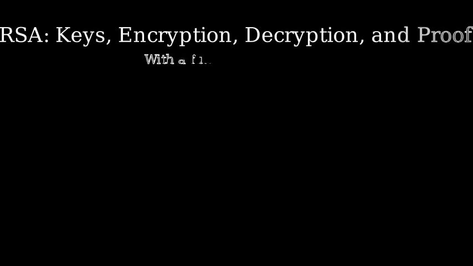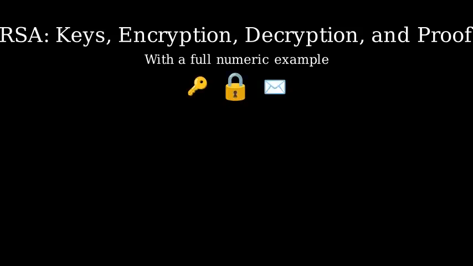In this lesson, we will learn RSA with a complete walkthrough: key generation, encryption, decryption, and a clean proof that decryption recovers the original message. Conceptually, the public key is like a key for locking, and the private key unlocks. We will also track a message as an envelope.